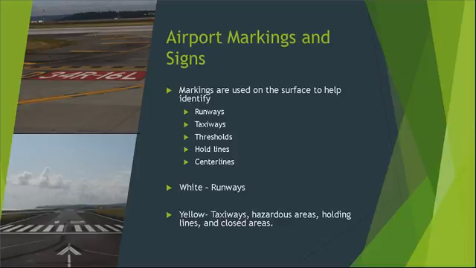Airport markings and signs are used on the surface to help identify runways, taxiways, thresholds, hold lines, and center lines. Generally, runways are marked in white, while yellow is used to identify taxiways, hazardous areas, holding lines, and closed areas.